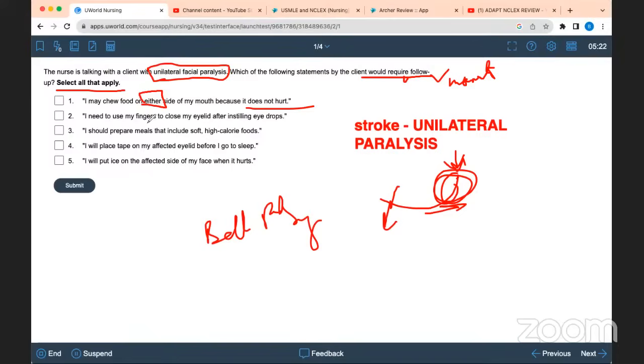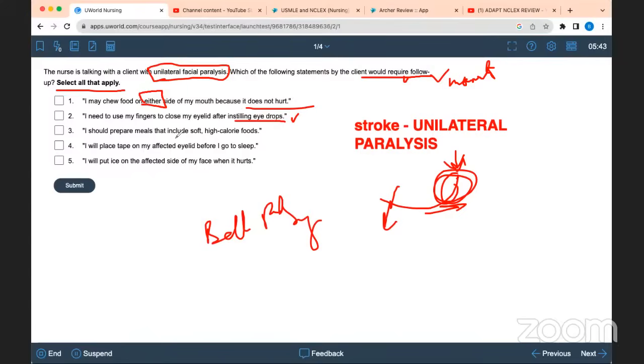I will need to use my finger to close my eyelid after instilling the eye drops. This is exactly what I told you guys about using what? A patch and the glasses. If you don't have a patch and the glasses, just close your eyes. Because when you close your eyes, it will close. It does not move. If you lift it up, it will lift. So that's why this one is good.